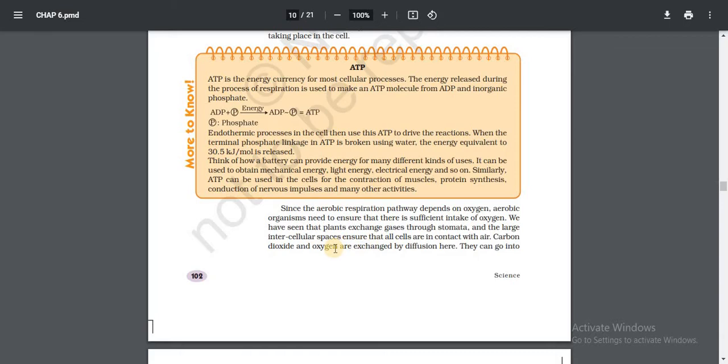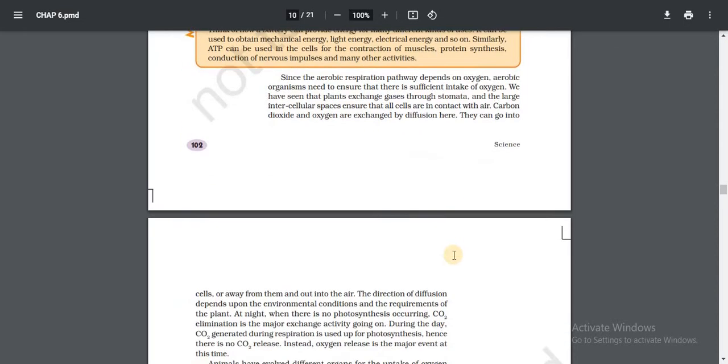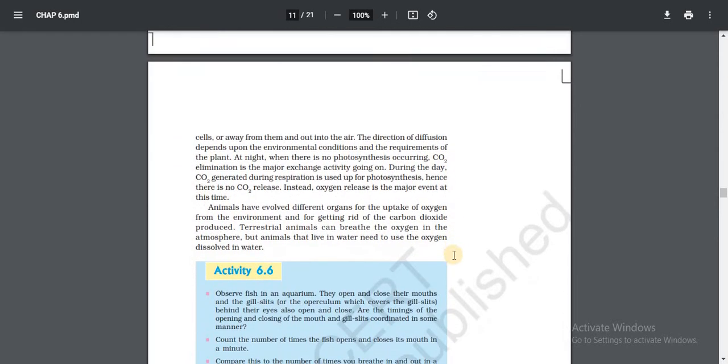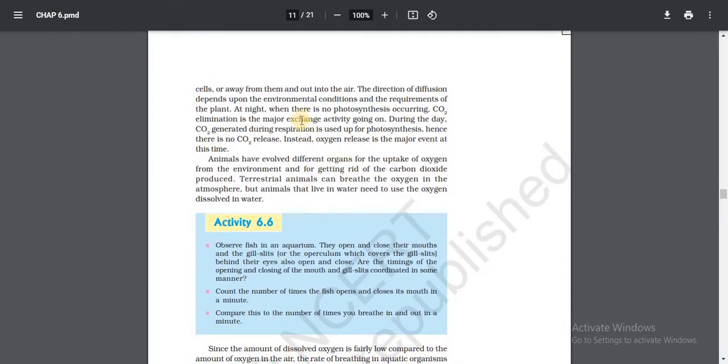Carbon dioxide and oxygen are exchanged by diffusion here. They can go into the cells or away from them and out into the air. The direction of diffusion depends upon the environmental conditions and the requirements of the plant. At night, when there is no photosynthesis occurring, carbon dioxide elimination is the major exchange activity going on.